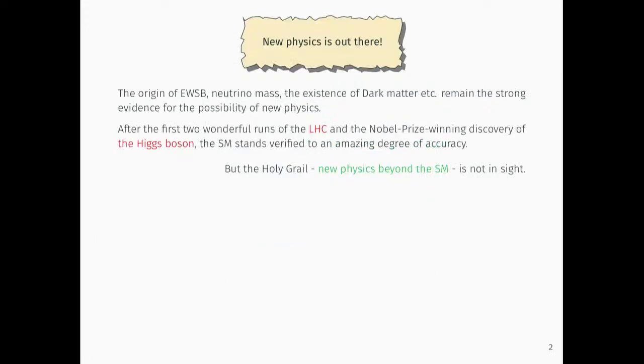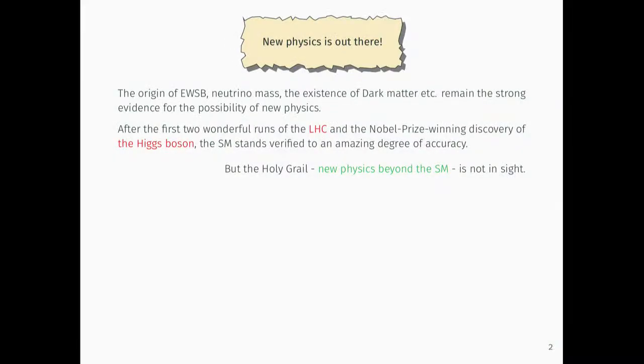Beyond that, we know that there is some new physics out there. Why? Because we cannot explain many things like the origin of electroweak symmetry breaking, or why neutrinos have mass, and the existence of dark matter. All these things we cannot explain within the premises of the standard model. So that means there is something out there, and we have been looking for it for a long time. But after two wonderful runs of the LHC and the discovery of the Higgs boson, the standard model is still very much verified, but we cannot find any hint of new physics beyond the standard model. So what to do now?